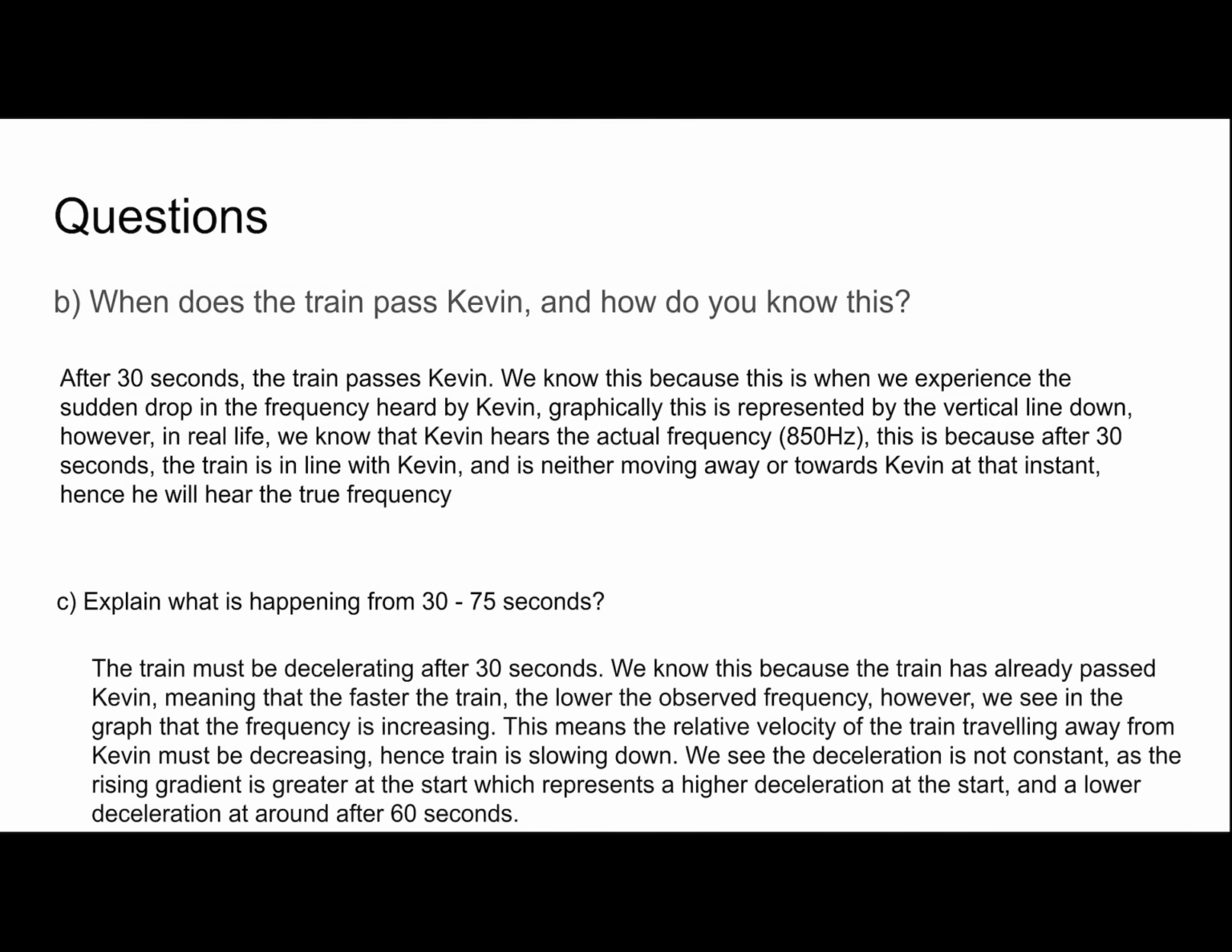So this means the relative velocity of the train traveling away from Kevin must be decreasing, hence the train is slowing down. We see that the deceleration is not constant from the rising gradient. The curve gradient is larger at the start, which means that the deceleration was more rapid at the start than at the end. Because at the end we see a lower gradient, which means the rate of decrease of the speed is starting to slow down, and that just means that the rate of increase of our observed frequency will also slow down.